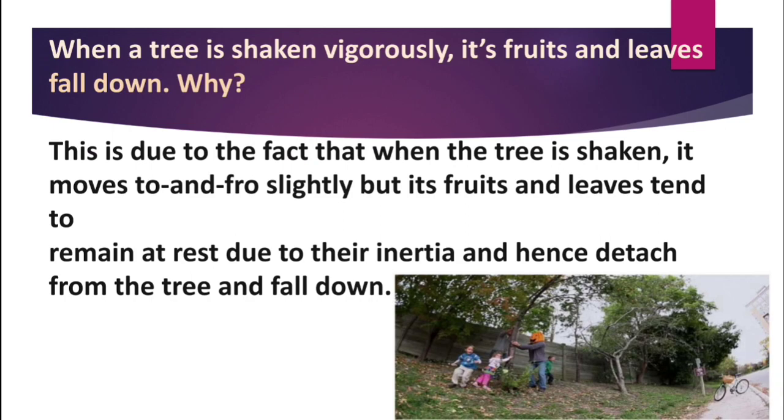Next question. When a tree is shaken vigorously, its fruits and leaves fall down. Why? This is due to the fact that when the tree is shaken, it moves to and fro slightly, but its fruits and leaves tend to remain at rest due to their inertia and hence detach from the tree and fall down.